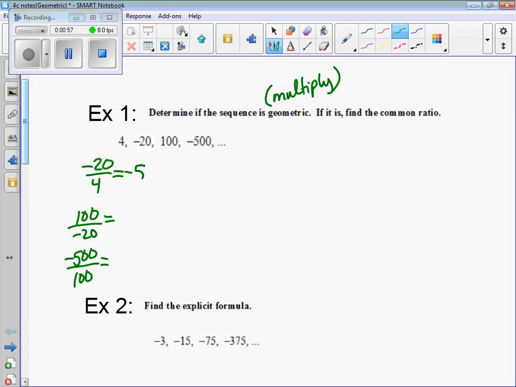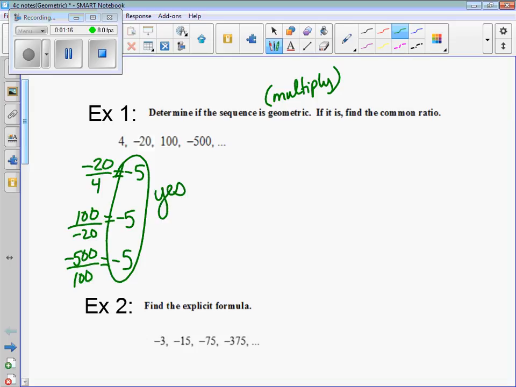Negative 20 divided by 4 is negative 5. 100 divided by negative 20 is negative 5. And negative 500 divided by 100 is negative 5. Awesome. So to determine whether it's geometric, all three of these have to be the same. So it is a yes, it is geometric.